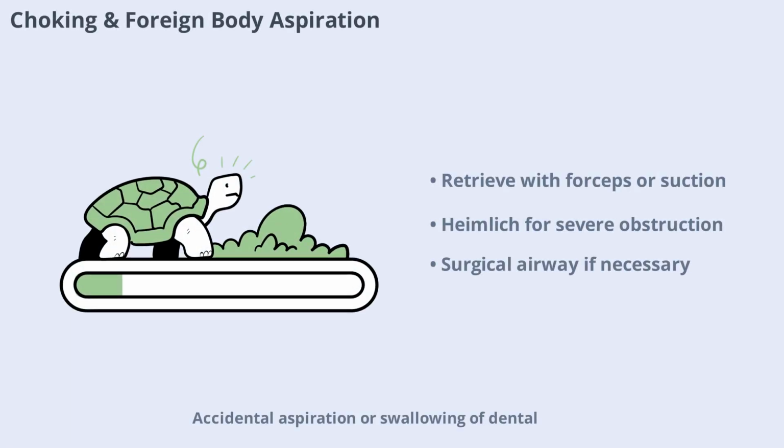Accidental aspiration or swallowing of dental instruments or materials can quickly become life-threatening. Most swallowed objects pass safely, but airway obstruction requires immediate action. Use Magill's forceps, suction, or encourage coughing for oropharyngeal retrieval. For severe obstruction, perform the Heimlich maneuver or, in infants, back slaps and chest thrusts. Surgical airway access may be needed if these fail.